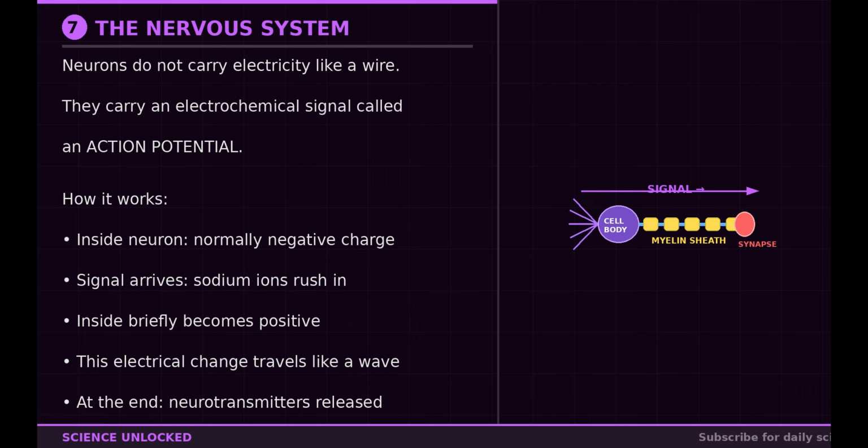The nervous system. Students know neurons carry signals. They often do not know how. A neuron does not carry electricity like a wire. It carries an electrochemical signal, called an action potential. The inside of a neuron is normally negatively charged. When a signal arrives, sodium ions rush in through channels in the membrane, making the inside briefly positive. This electrical change travels along the neuron like a wave. At the end, chemicals called neurotransmitters are released into the synapse, the gap between neurons.